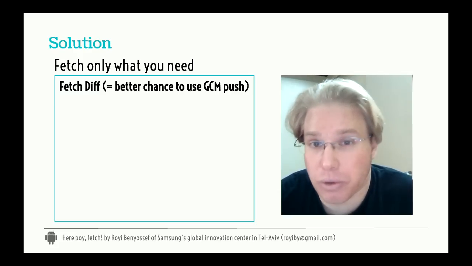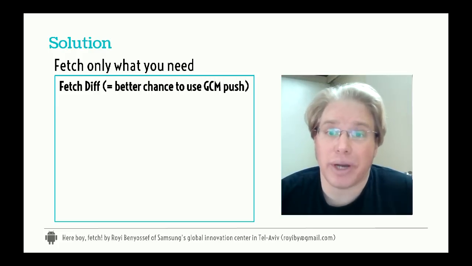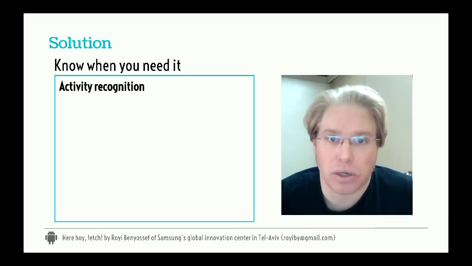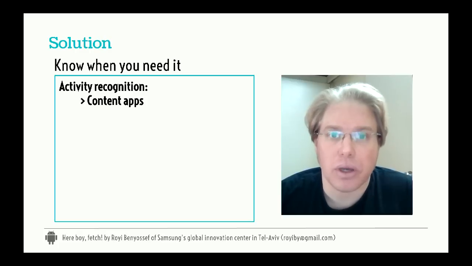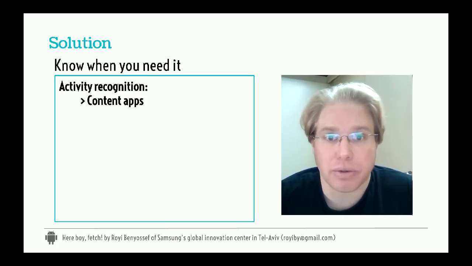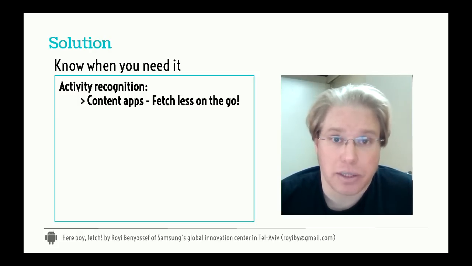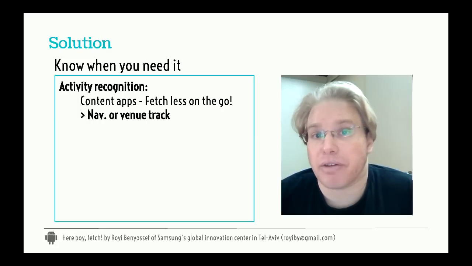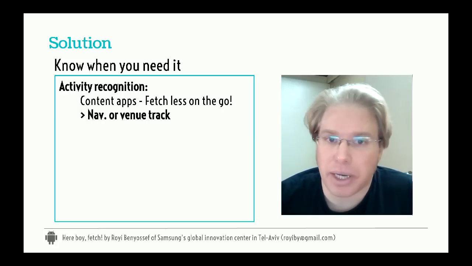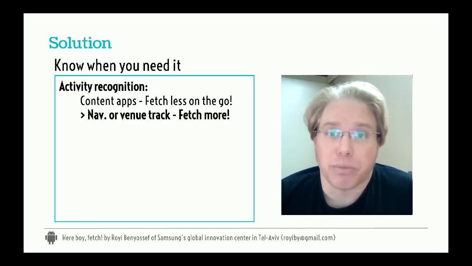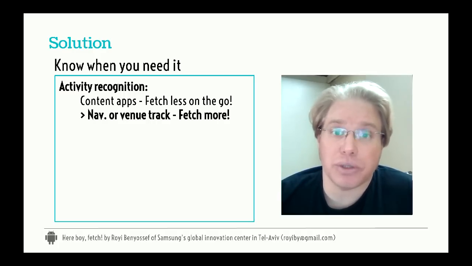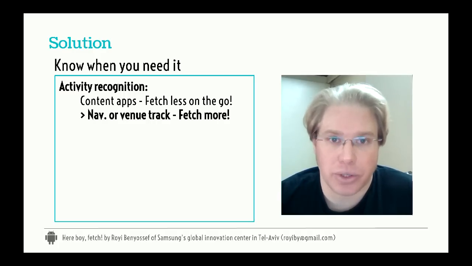Now, Google also provided you with tools to know when it's likely for the user to want data at all, like activity recognition. And no, it's not just for fitness apps. Most content apps are for short leisure times during the day, so they make less sense during driving, running, cycling, and walking. So when you recognize these activities, fetch less. But if your app is a navigation and/or venue tracking app, like finding restaurants, fetch more times during those activities, but only do so for relevant data and locations.